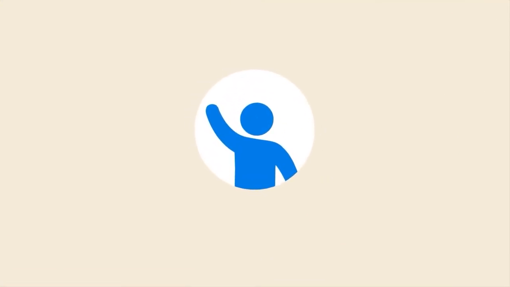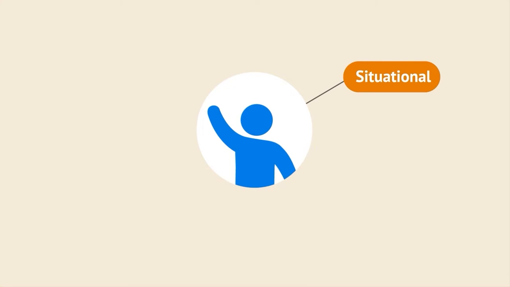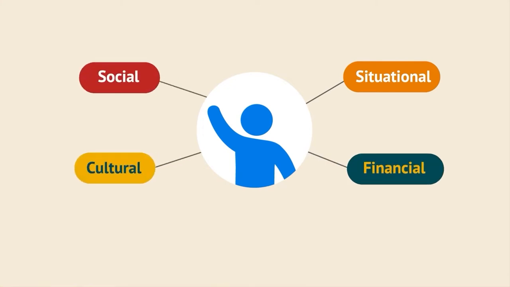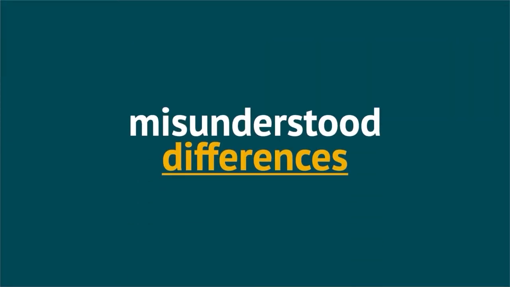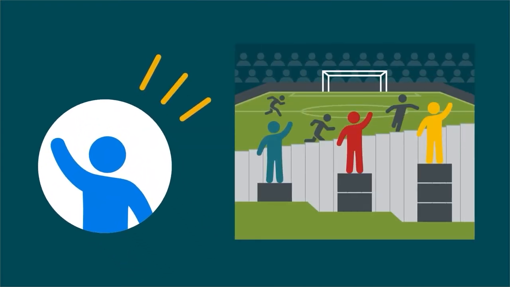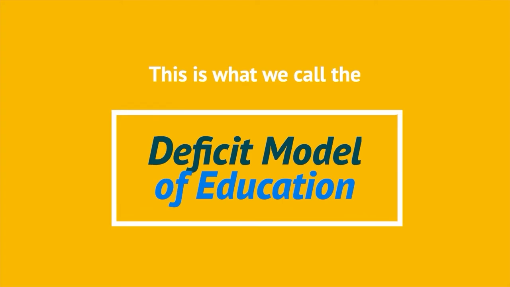This historical image of equity suggests that a student's identity can best be understood by first understanding his, her, or their situational, financial, social, cultural, or personal challenges, barriers, or deficits. These deficits are often only misunderstood differences. Nevertheless, educators are expected to address these perceived deficits and demonstrate improvement in overcoming them. This is what we call the deficit model of education.